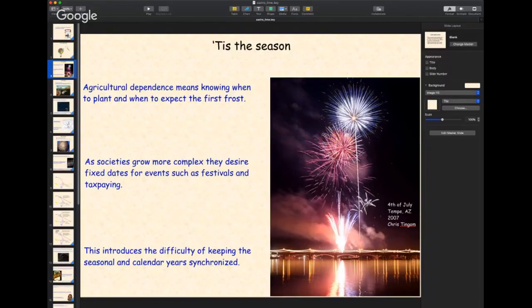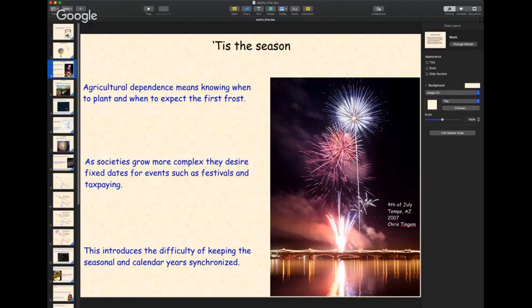We start off in agricultural mode, and that agricultural dependence means knowing when to plant your crops, when to pick your crops, when the first frost is going to be, when the last frost is going to be, so that I know when to plant my seeds. As long as you're just going on what the sun is telling you the time is, both time through the day and time through the year, you're perfectly fine. No problem, just follow the sun. Your clock is effectively set by the sun.